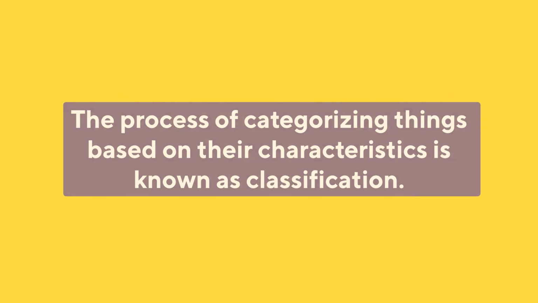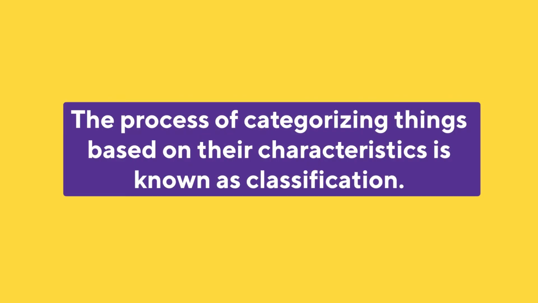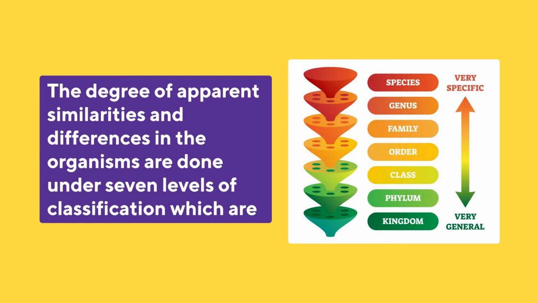Moving on to the third principle of taxonomy, that's classification. The process of categorizing things based on their characteristics is known as classification. Here, organisms sharing similarities in their physical traits and capable of interbreeding are grouped together. The degree of apparent similarities and differences in the organisms is assessed under 7 levels of classification, which are kingdom, phylum, class, order, family, genus, and species, about which you are going to study later in this chapter.